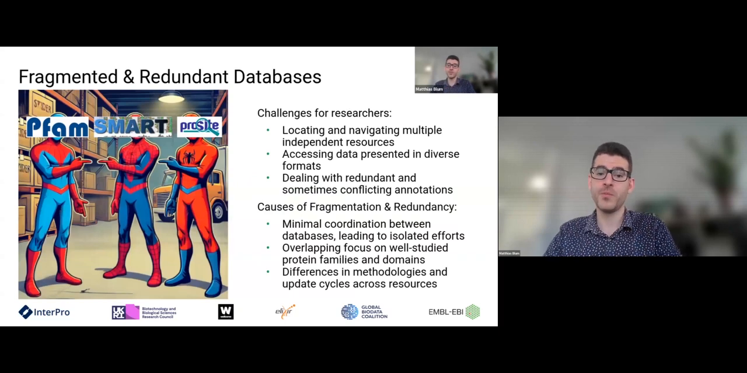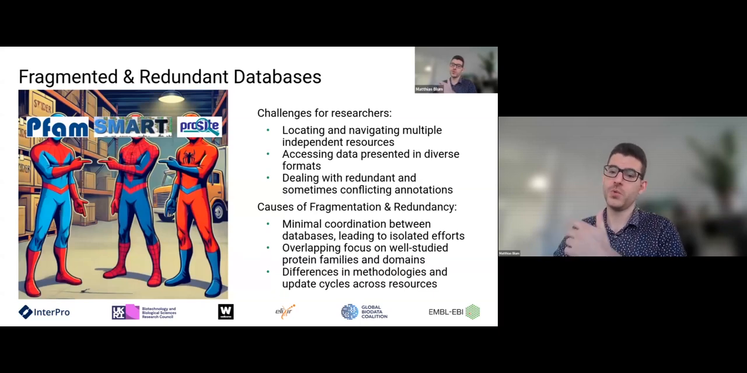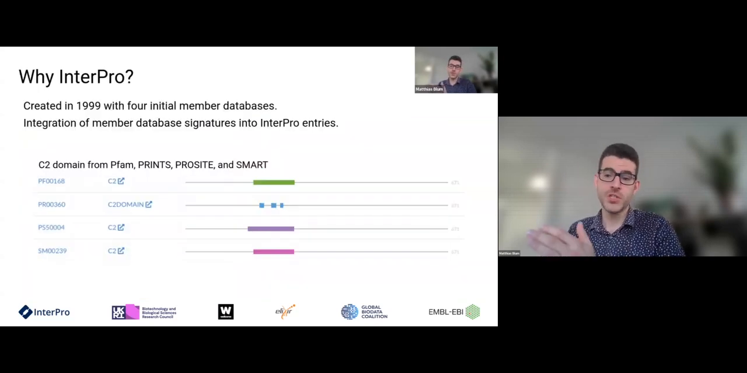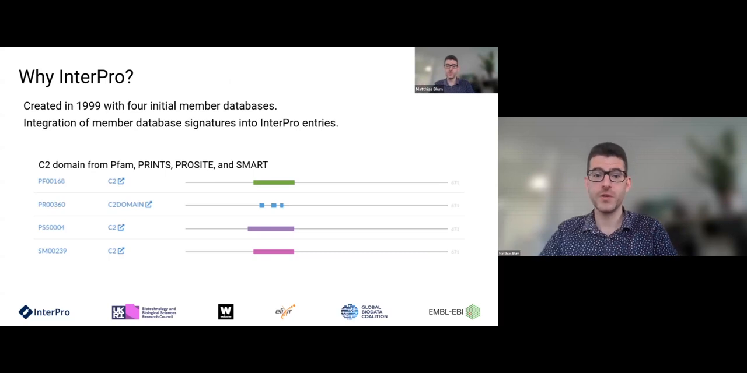Databases like PFAM, Prosite, and SMART initially focused on describing well-known protein families and domains, which naturally resulted in some overlapping or even redundant information. But then they evolved separately, each with different methodologies and update cycles. So this fragmentation means that researchers often had to consult multiple resources to get a complete picture, which can be both time-consuming and confusing. This led to the creation of the InterPro consortium about 25 years ago.